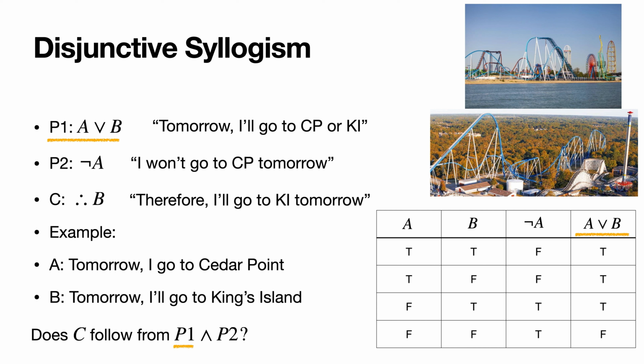We're going to first look at premise 1, A or B. Notice how it's false here in this last row, so it can't be false. Otherwise, P1 and P2 would be false. So we can go ahead and X out this row. This is just because of De Morgan's law.